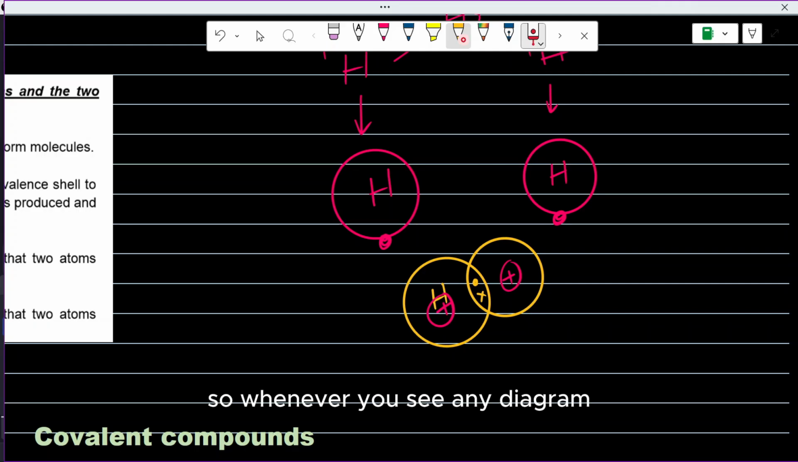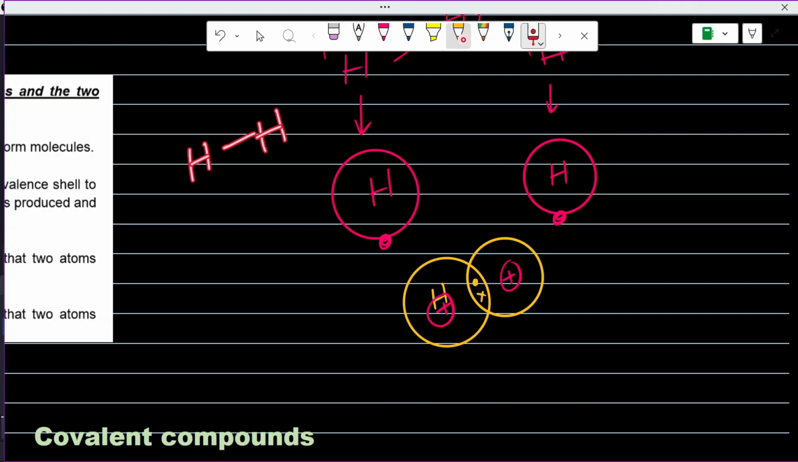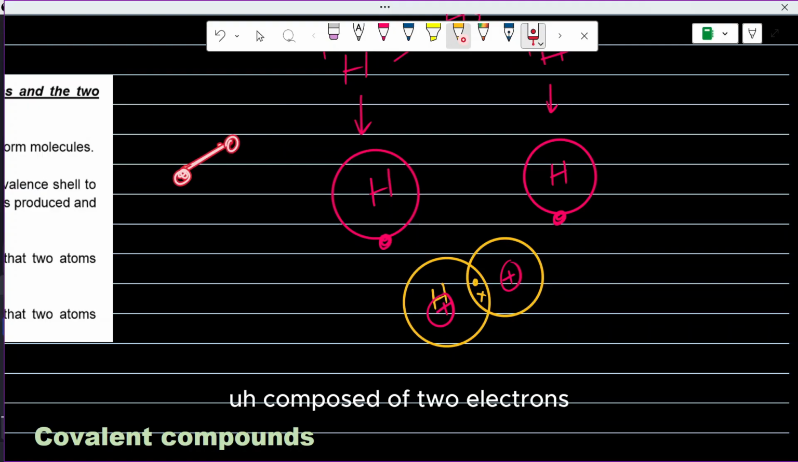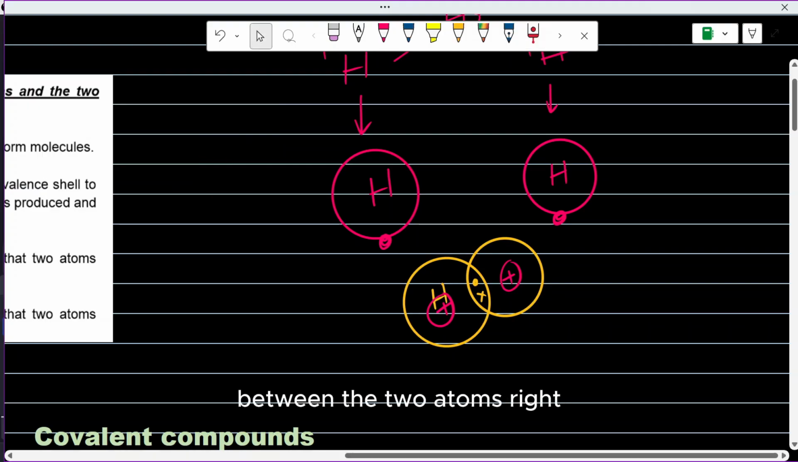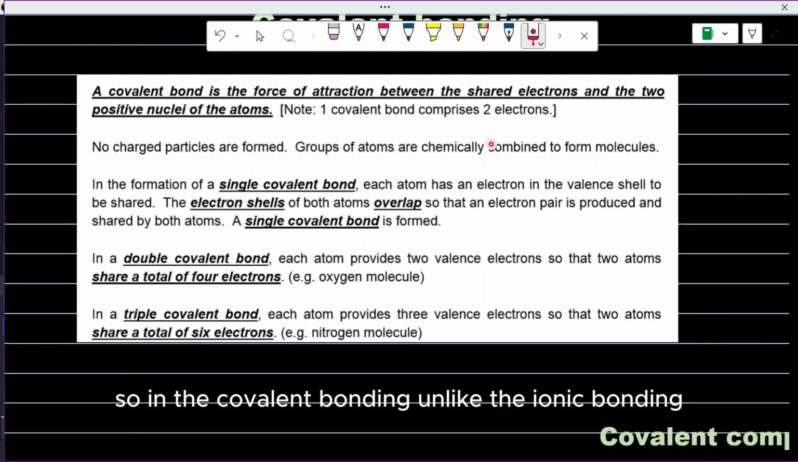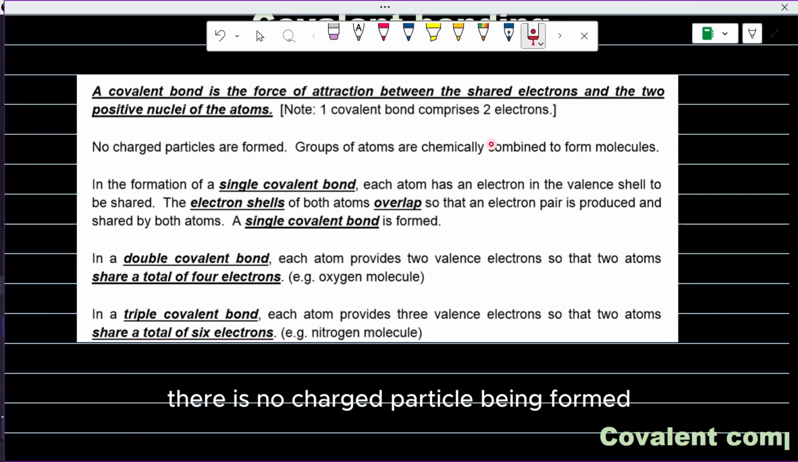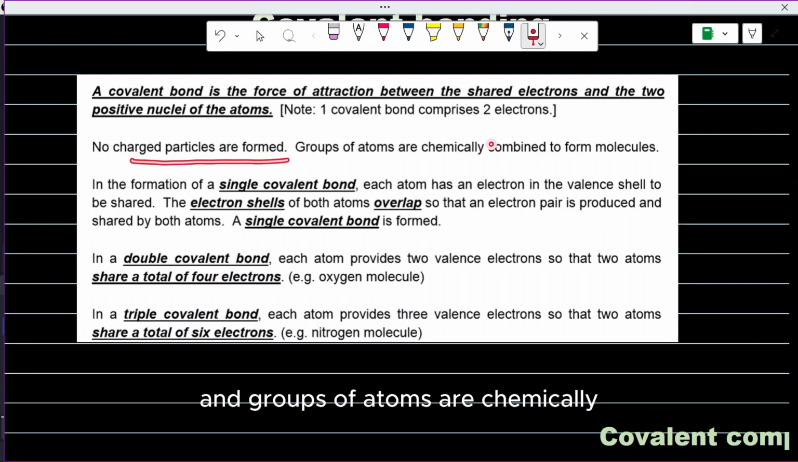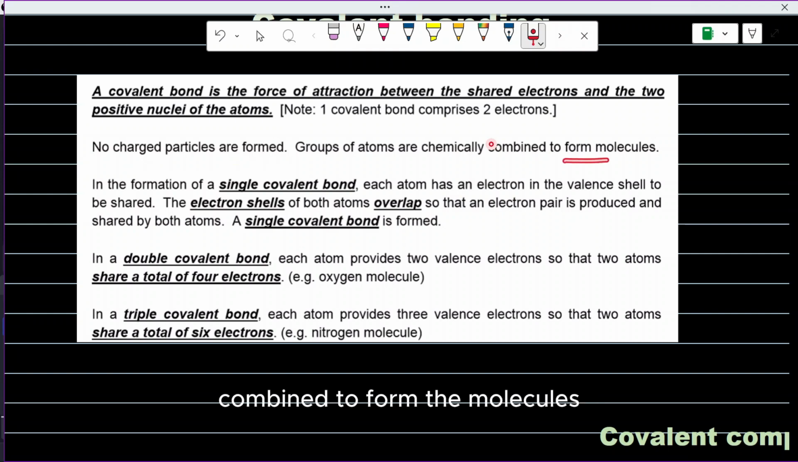So whenever you see any diagram or any bond, you should understand this bond is basically composed of two electrons, a dot and a cross, right? So this is the shared pair of electrons between the two atoms. In covalent bonding, unlike ionic bonding, there is no charged particle being formed, and groups of atoms are chemically combined to form molecules.